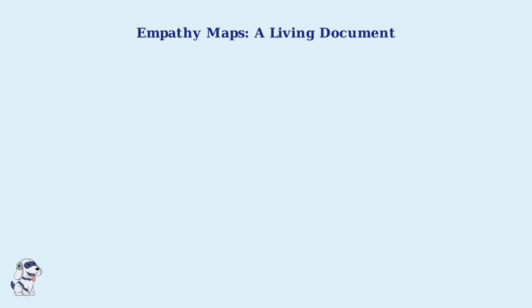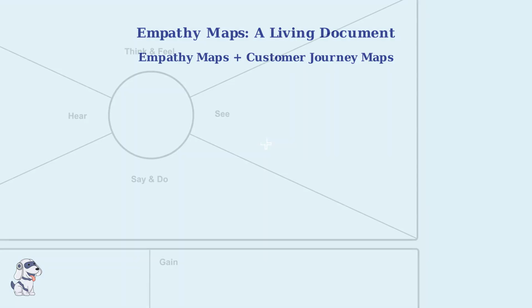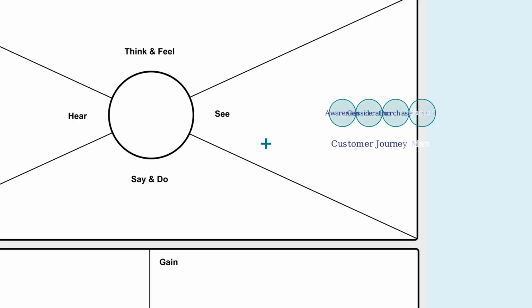of the user experience. When combined, empathy maps provide the emotional and psychological context, while customer journey maps show the step-by-step experience over time. This combination creates a comprehensive understanding that guides better design decisions and more meaningful user experiences.